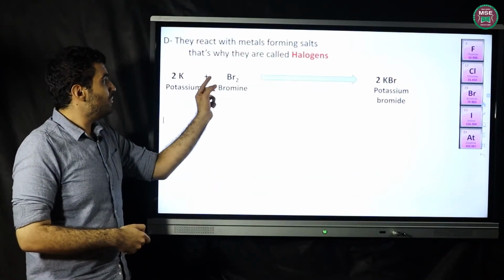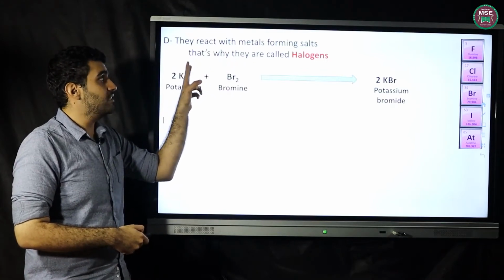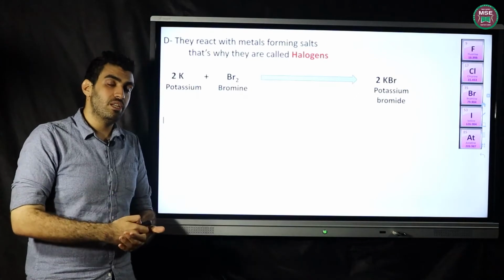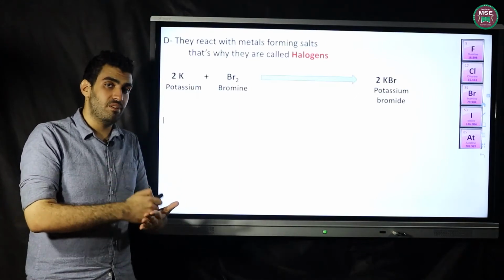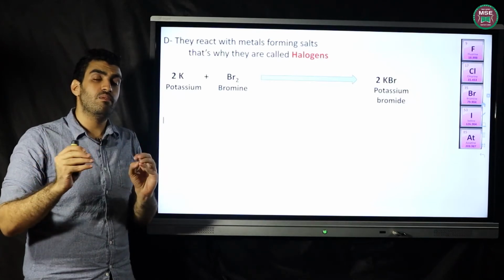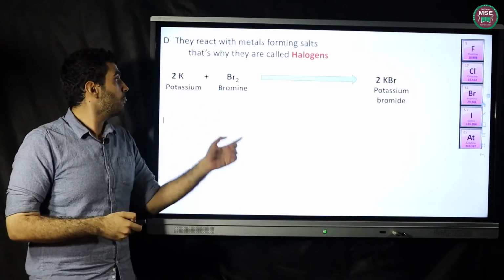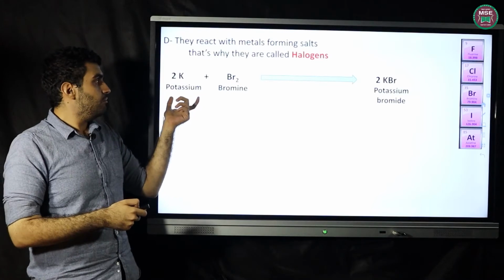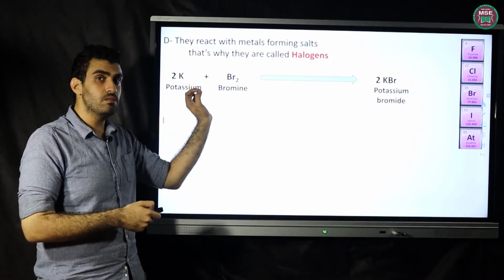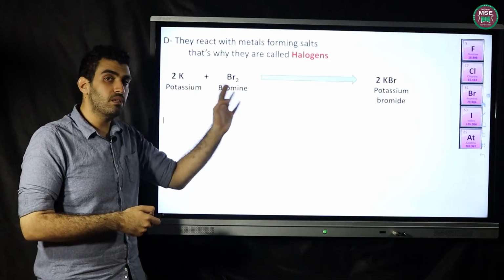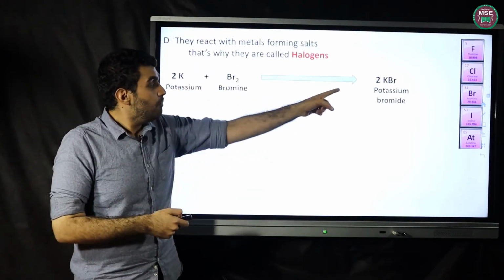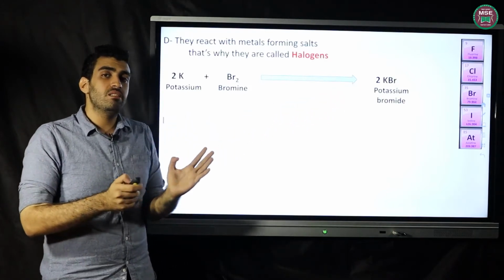They react with metals forming salts, and that's why they are called halogens. When I ask you, give reason, elements of group 7A are named halogens because they react with metals forming salts. I have a metal, potassium, and halogen, bromine. Why is bromine Br2? Because they are diatomic elements as well. This produces potassium bromide, which is a salt.